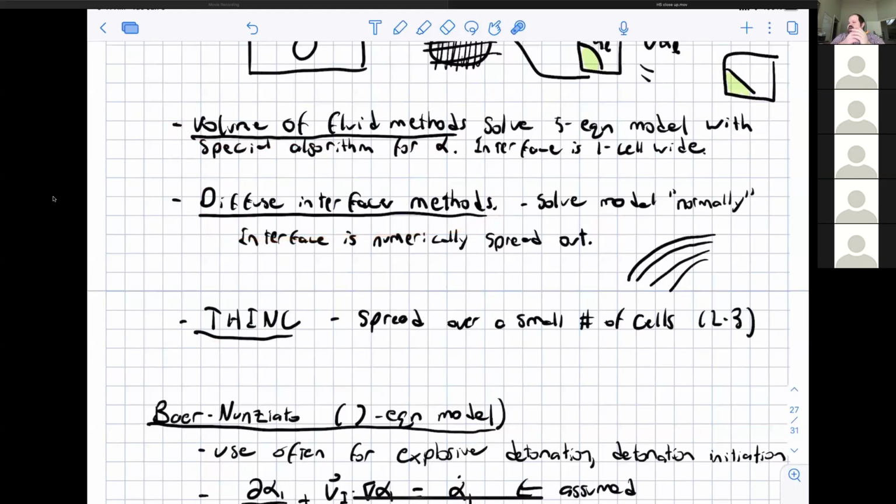But anyways, if you hear the phrase VOF or diffuse interface or Think, typically they are all solving the 5-equation model, and they're just different solution techniques for them. Okay, are there any questions? Okay.